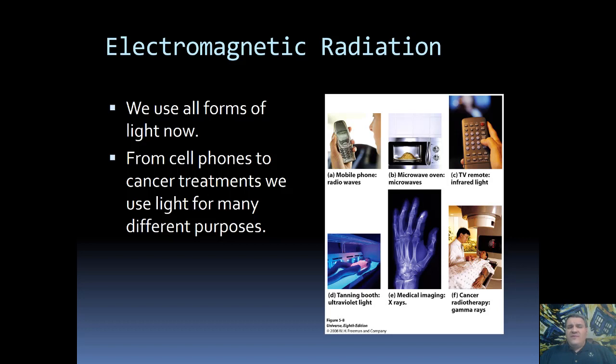We actually use all of the different types of light in many modern devices. We have been studying light for several centuries, and now we actually use pretty much all of the different types. So, for example, radio. I already mentioned that radio light is what we use for radios. It's also what we use for cell phones.